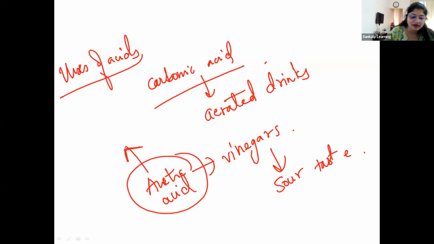Then there are different more chemicals also. Hydrochloric acid is used in most of what you have at home, whatever you use for cleaning purposes, maybe detergents, maybe the different chlorine products and all. In that also some amount of these acids are present, like Harpic, and different acids are present. So these are the different acids.